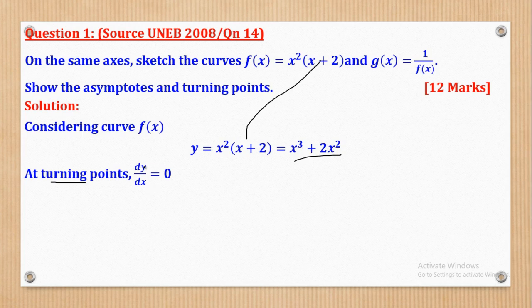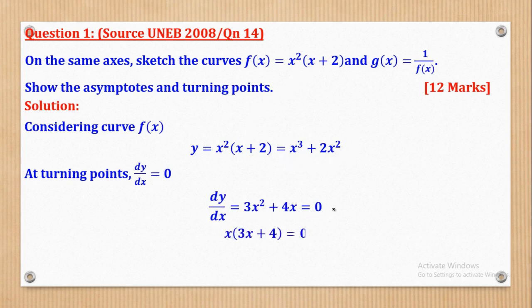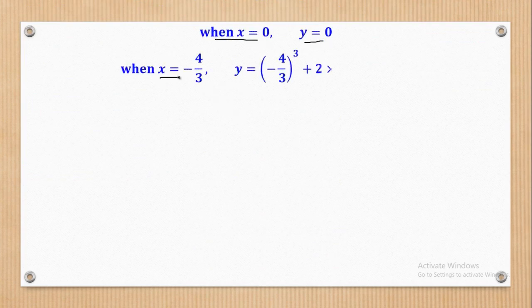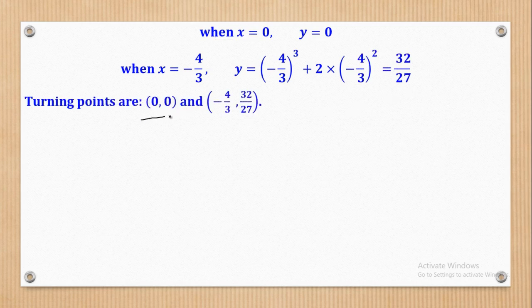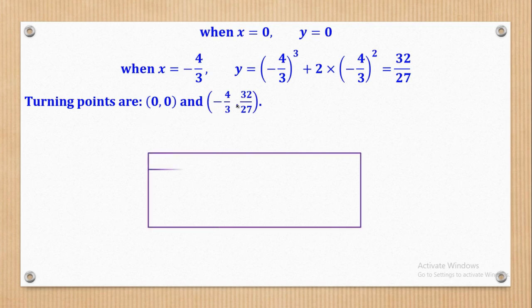Therefore, at turning points, dy/dx is equal to 0. Therefore, when I differentiate this, I'll come up with this and equal to 0. Therefore, the values of x will be x equal to 0 and x equal to negative 4 over 3. So when x is equal to 0, y will also be equal to 0. And when x is equal to negative 4 over 3, y will be equal to 32 over 27. Therefore, the turning points are (0, 0) and (negative 4 over 3, 32 over 27).